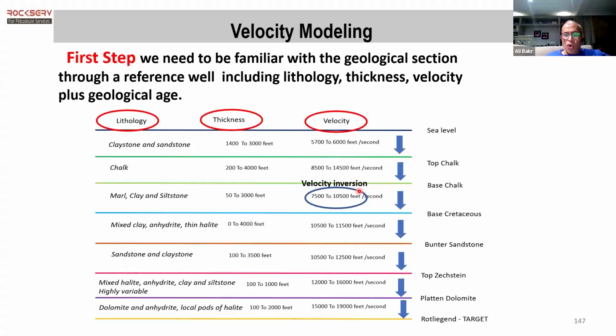And then you go to the second interval, and then the third interval, and do the same for all the other intervals until the end of your model. Actually, you can see where I highlighted this as velocity inversion. So this is 5800 to 14500 feet per second. This is velocity. Actually, it decreases when you go from the top Shock to the base Shock and then the base Cretaceous. In this interval, it drops.